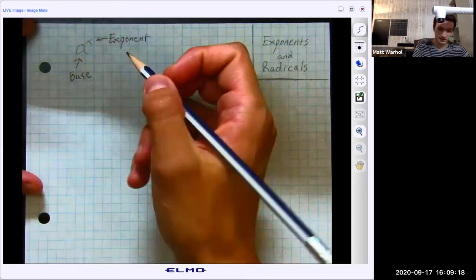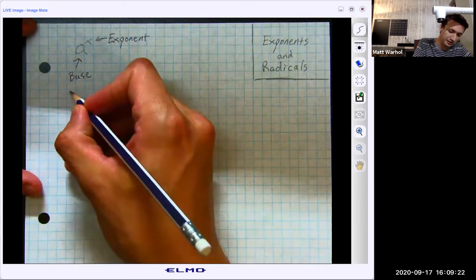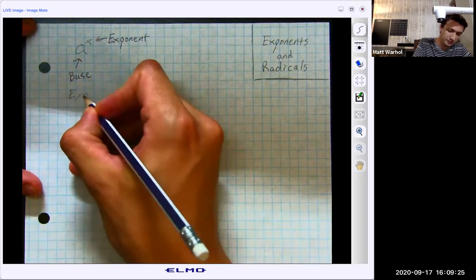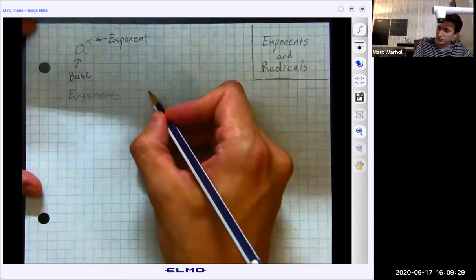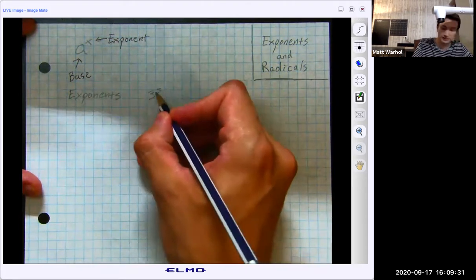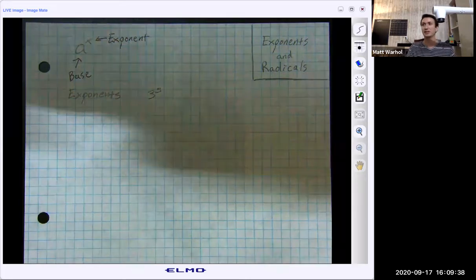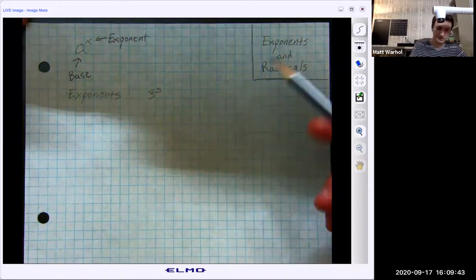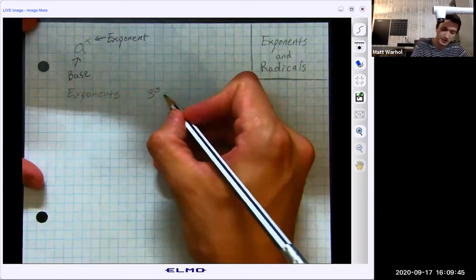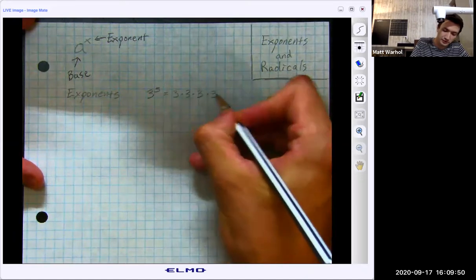So let's take an example. We'll start with a very common example. Let's say we had 3 to the power of 5. That's the way we'd read it, 3 to the power of 5. 3 is the base, the exponent is a 5. Now a common mistake is just to calculate that as 3 times 5 equals 15. That's not the case. What this really means is 3 times itself 5 times. Hopefully that's review for you.